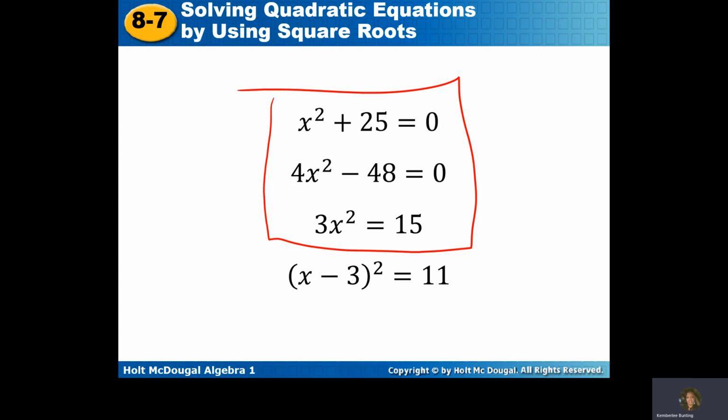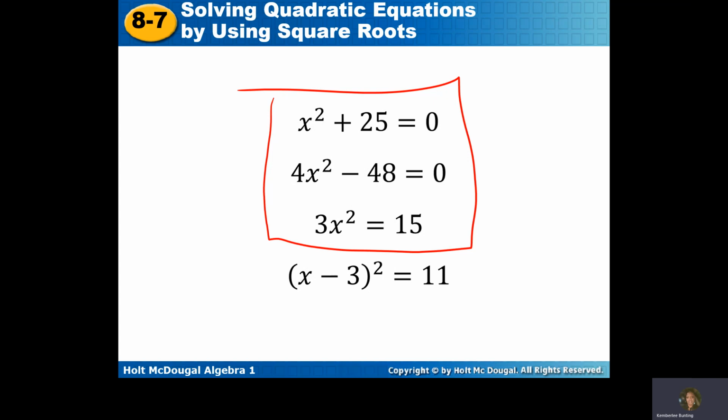All right. So for the first three, notice that x term. Remember a quadratic is in the format ax squared plus bx plus c. That bx term is missing. When the bx term is missing, you can solve this quadratic by using square roots. But that last one is in something called vertex form.